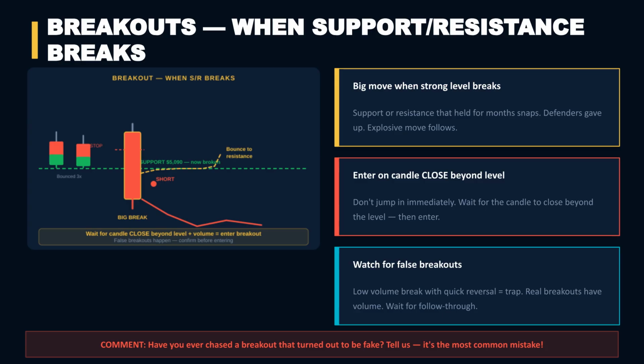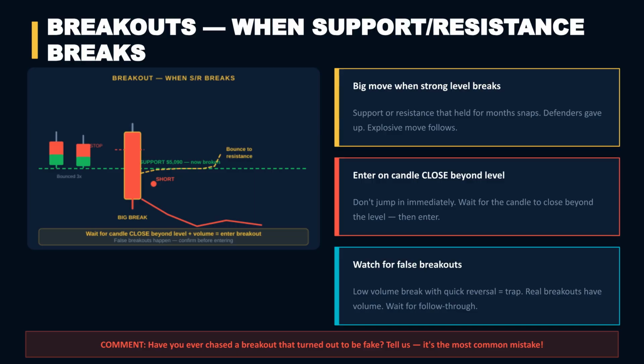Now let's talk about what happens when support or resistance breaks. This is where the big moves happen. When a strong support level gets broken, it means sellers overwhelmed buyers. The support that held for months just snapped. That's significant. That's a signal. So a breakout setup looks like this. Price is at support at $5,090. For the last month, it's bounced here 5 times. But today, it breaks below $5,090. Price goes to $5,085. That's your signal. Something changed. You short the break. Your stop loss is just above the broken support. Your take profit is the next support level lower.